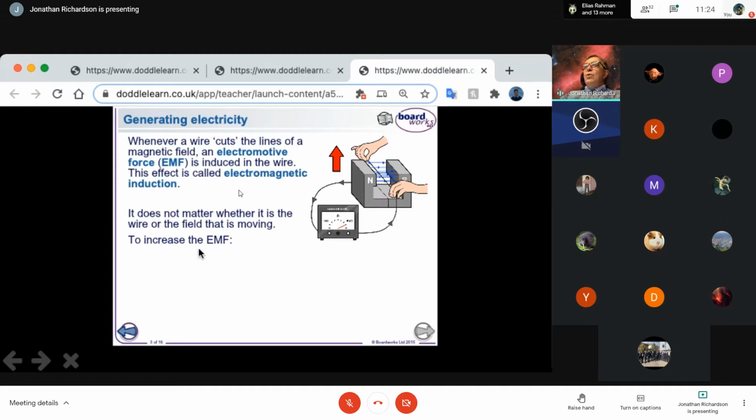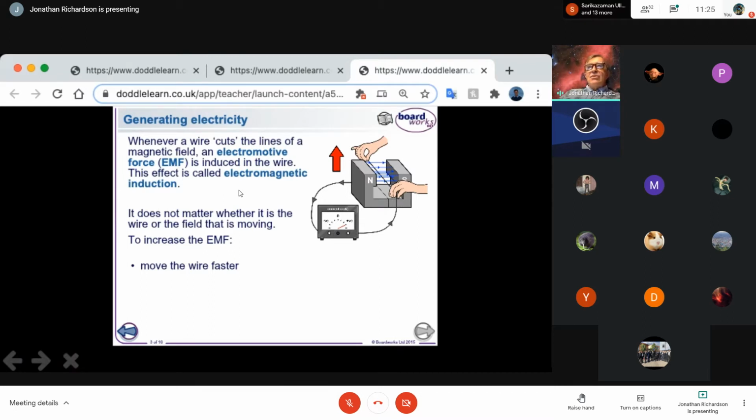Now, there are several ways that we can increase the current that's induced. The first one is we can move the wire faster. As I move my wire out, I can move it quickly up through the magnetic field. So the faster I move this, the greater the induced EMF.